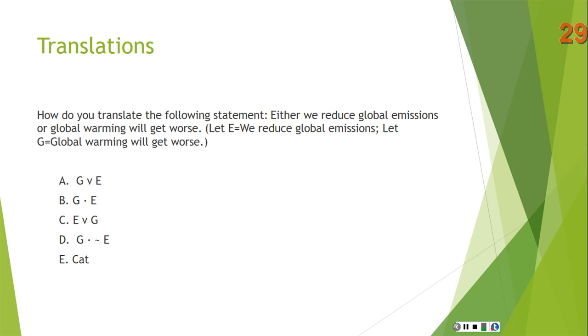Okay, how do you translate the following statement? Either we reduce global emissions or global warming will get worse. Let E equal we reduce global emissions. Let G equal global warming will get worse.